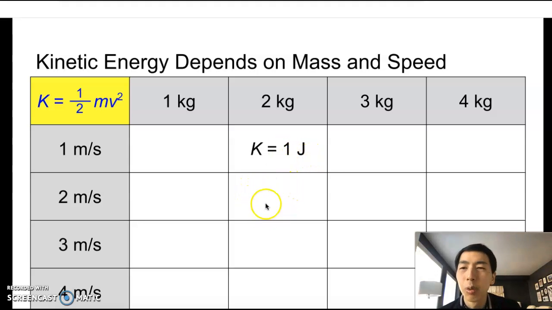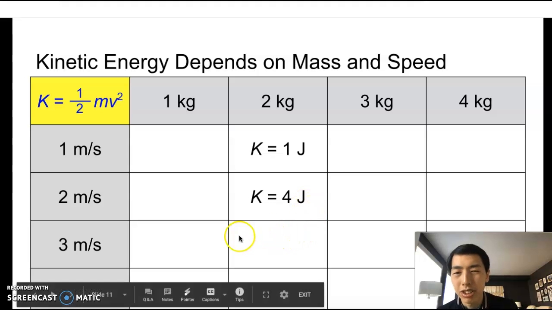Now I'm going to go down here where it's still 2 kilograms. I keep the mass the same, but now the speed is 2 meters per second. So I've doubled the speed. It'll be half times 2, which is 1, times 2 squared, which is 4. 1 times 4 is 4. So you'll notice that when I doubled the speed, from 1 meter per second to 2 meters per second, my kinetic energy got multiplied by 4. That's because the speed is squared in the formula. So when I double it, the effect is squared. I double it twice, and that gets me 4 times as much.